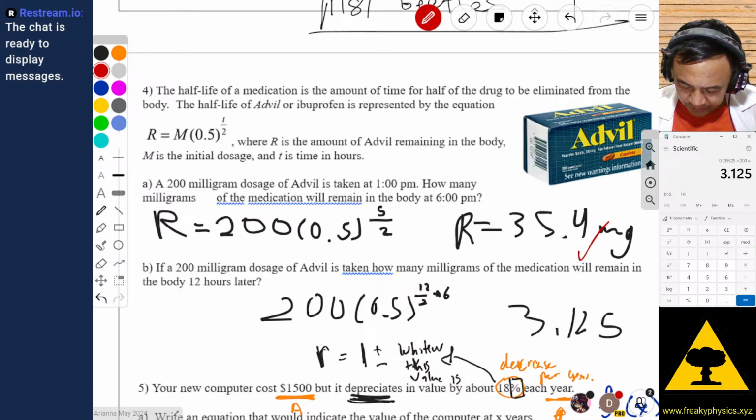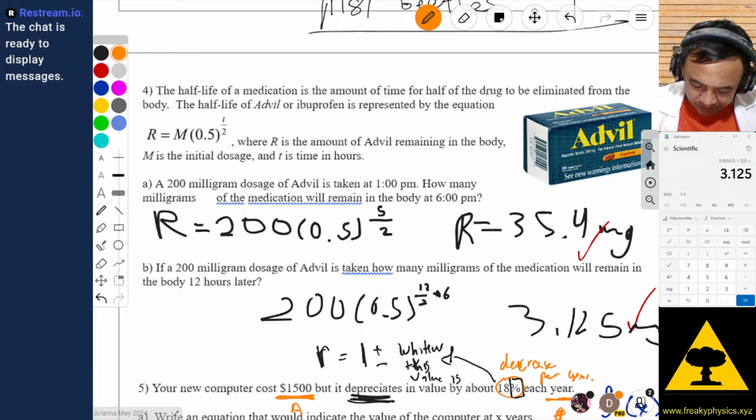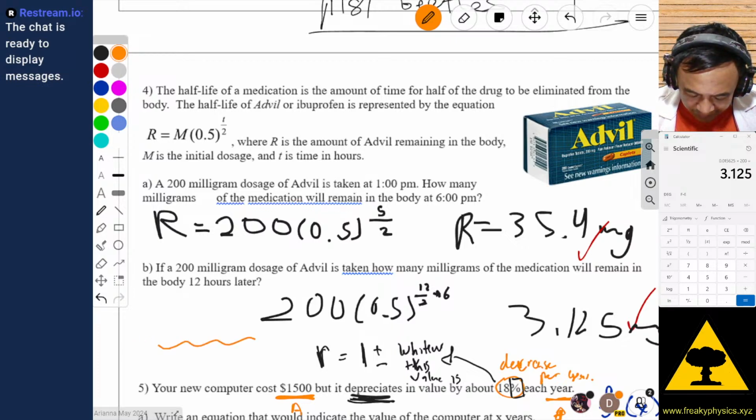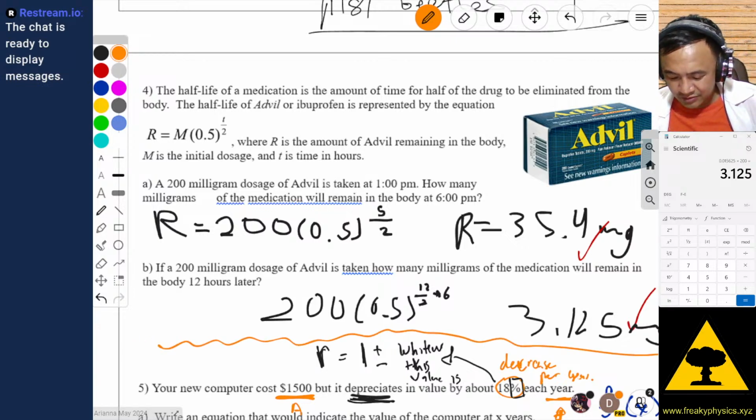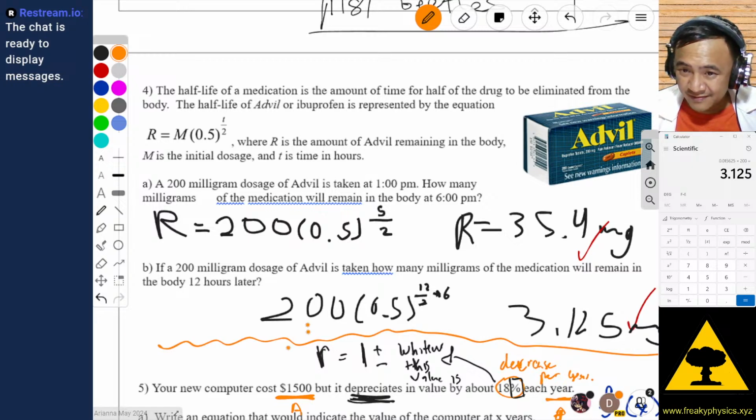3.125 mg. Correct. Milligrams. All right. Correct. So that's pretty fast. So let's just finish this now.